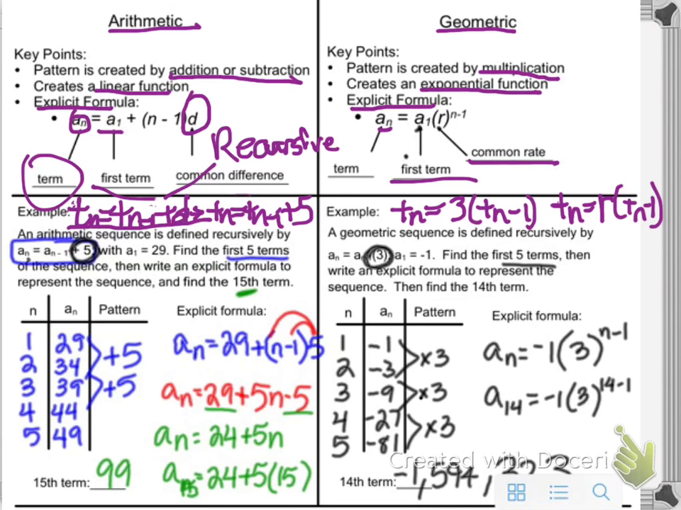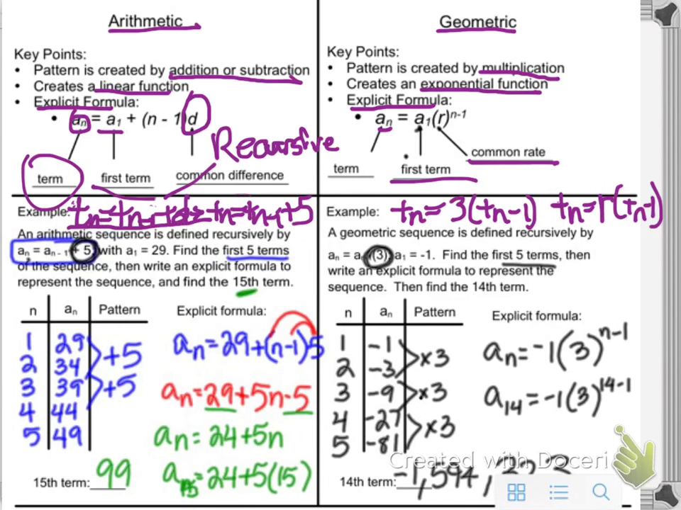All it is, you're taking the previous term. That's what t sub n minus 1 means. Anytime you say n minus 1, this means the term before, the term you're looking for. And I'll show you how to do it in just a second, a little bit more in detail.